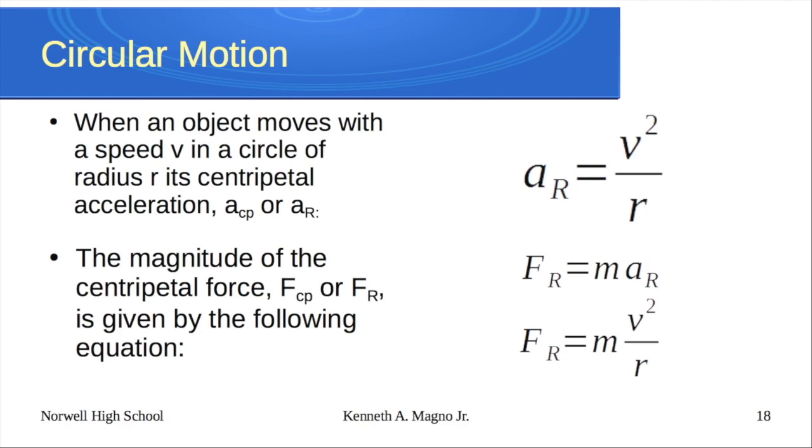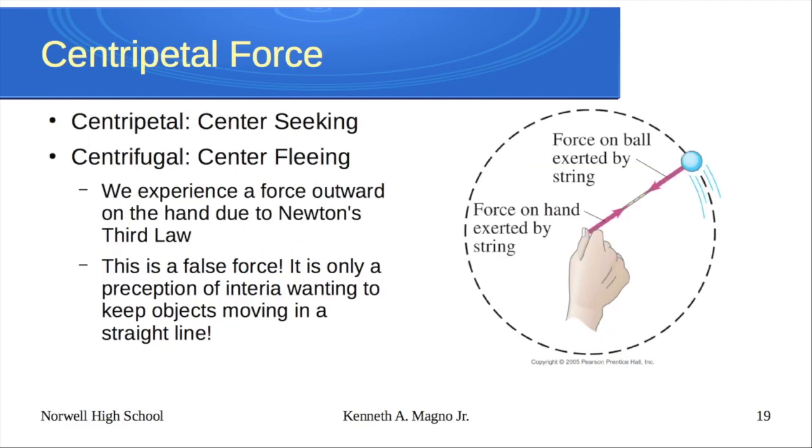All right, so again, just to revisit this piece. When the object is in circular motion, the radial acceleration is v squared over r. The centripetal force then has to be the mass times that radial acceleration, and that would be m v squared over r. So a key thing here is that centripetal means center seeking.